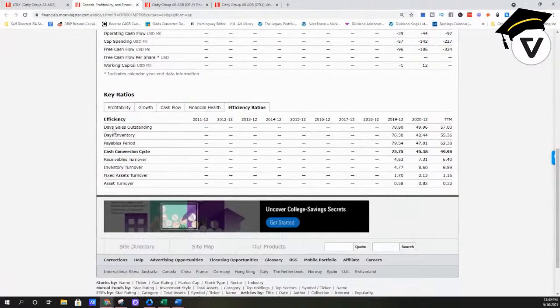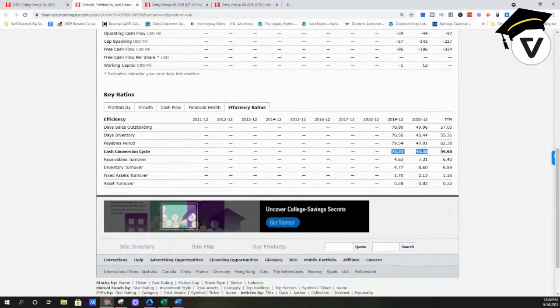Okay. So these are all percentages, right? All of these numbers? No, these are in days. In days. Sorry. Okay. All right. Yes. So days sales outstanding plus days inventory minus payables period to get to this number here.